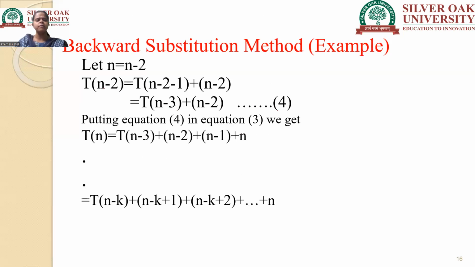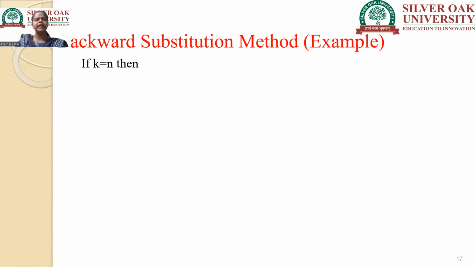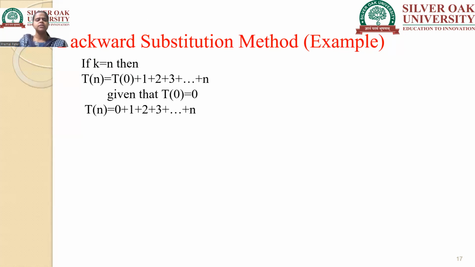If we continue the same process, we can get the generalized equation in terms of k. That is T of n minus k plus n minus k plus 1 plus n minus k plus 2 plus up to n. Now we have to put k is equal to n in that generalized equation. If we put that, we will get T of n is equal to T of 0 plus 1 plus 2 plus 3 plus up to n. And we all know the initial condition given to us, that is T of 0 is equal to 0. If I put that, it will become 0 plus 1 plus 2 plus 3 plus up to n.